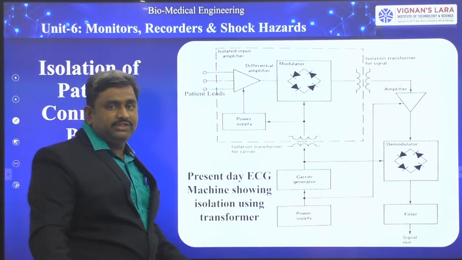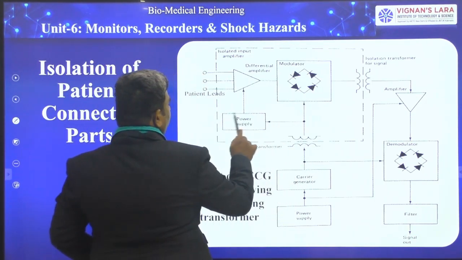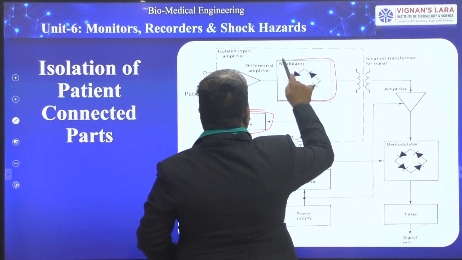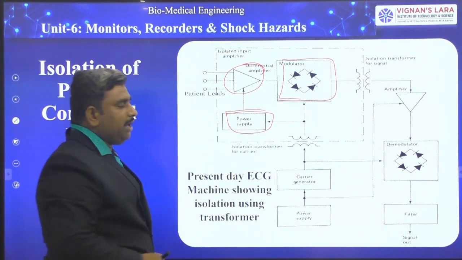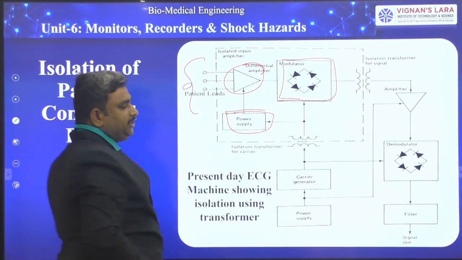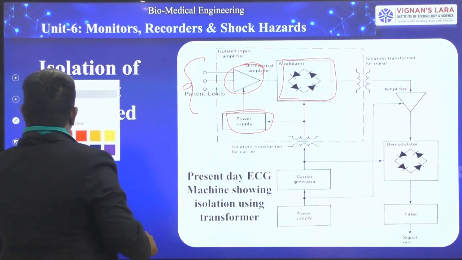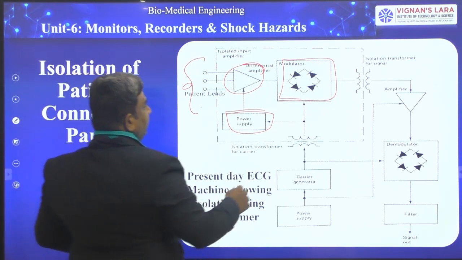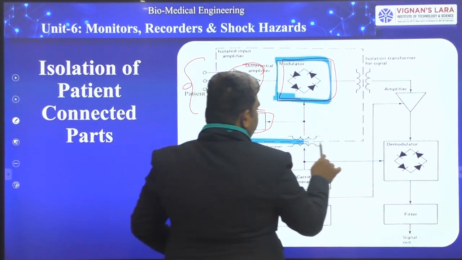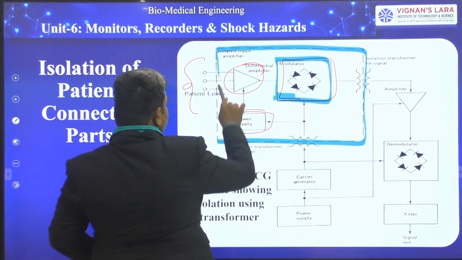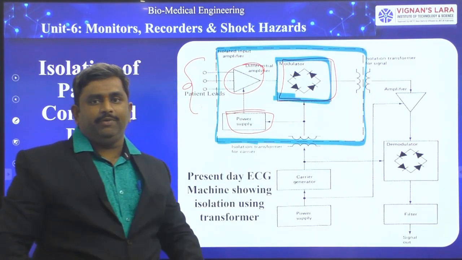So see here, this is an example of an ECG machine. In this ECG machine, here we have the power supply, here we have the modulator, and here we have the differential amplifier, where this differential amplifier is collecting the patient data from the patient leads. This is the box which is representing the modulator, and this complete block is kept in an isolated input amplifier.